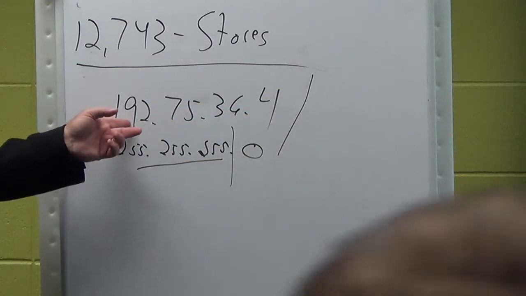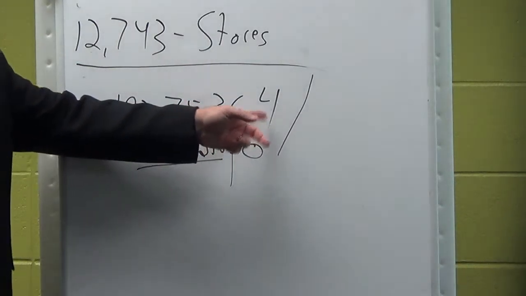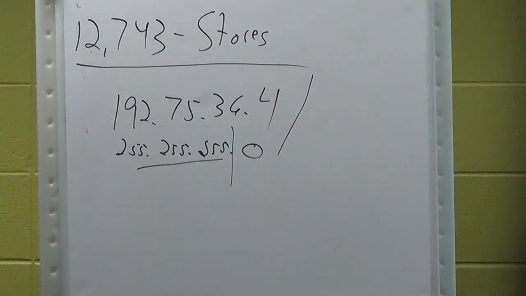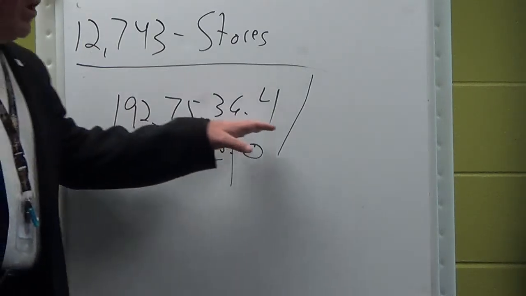No, because that would be the network addresses. It would be just this last octet. Josh? 2 to the 8th power minus 2. My question was, how many possible hosts?